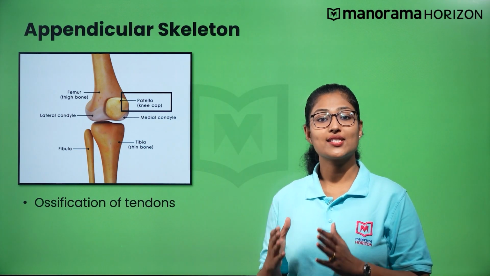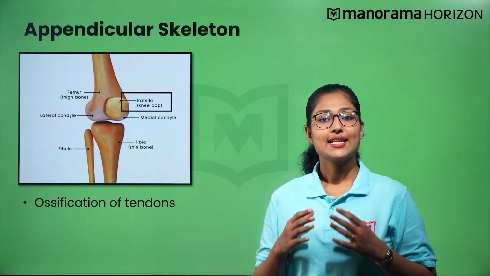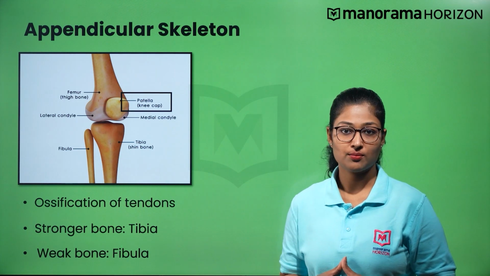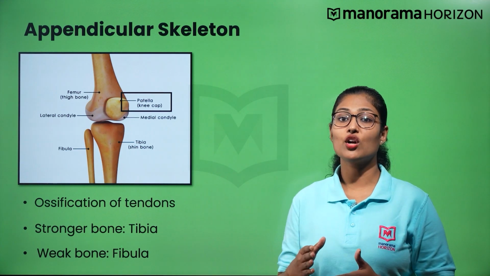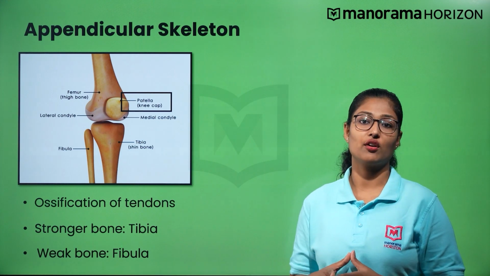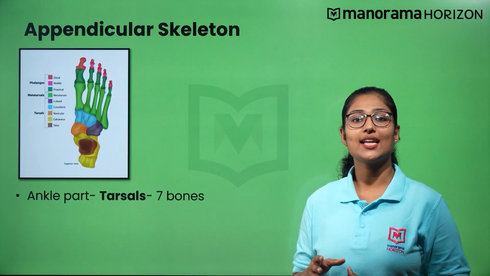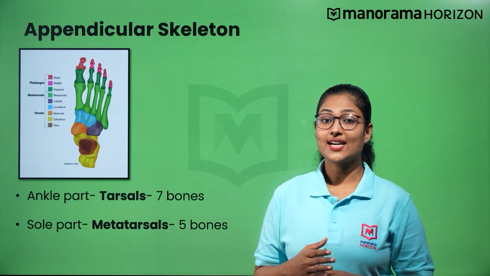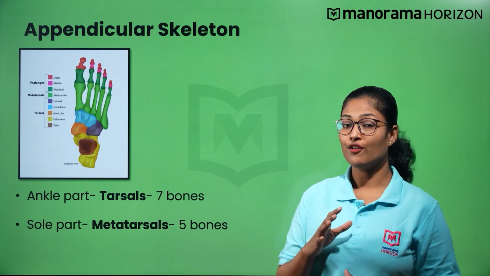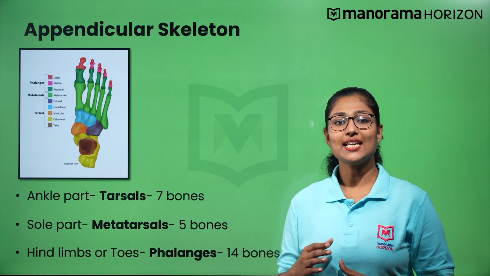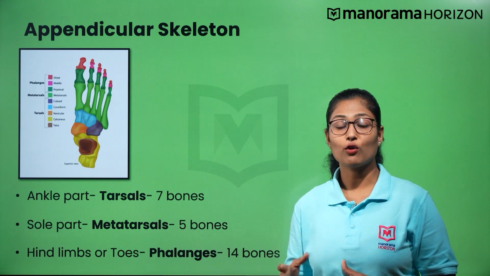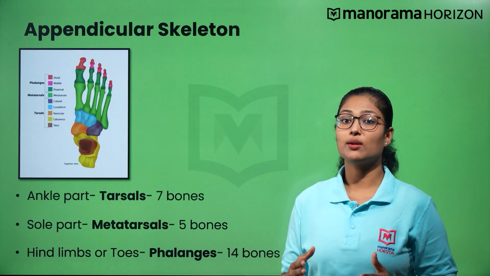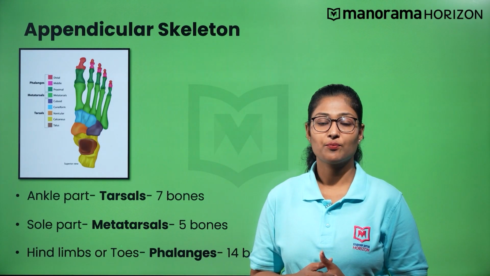There is also a single bone seen. Next, the shank is composed of tibia and fibula, that is 2 bones. Here, the tibia is a stronger bone while the fibula is a weak bone. 7 bones are seen in the ankle part and are known as tarsals. Metatarsals are seen in the sole part with 5 bones. Hind limbs or toes have 14 bones known as phalanges. Next, we shall study more about pectoral and pelvic girdles.